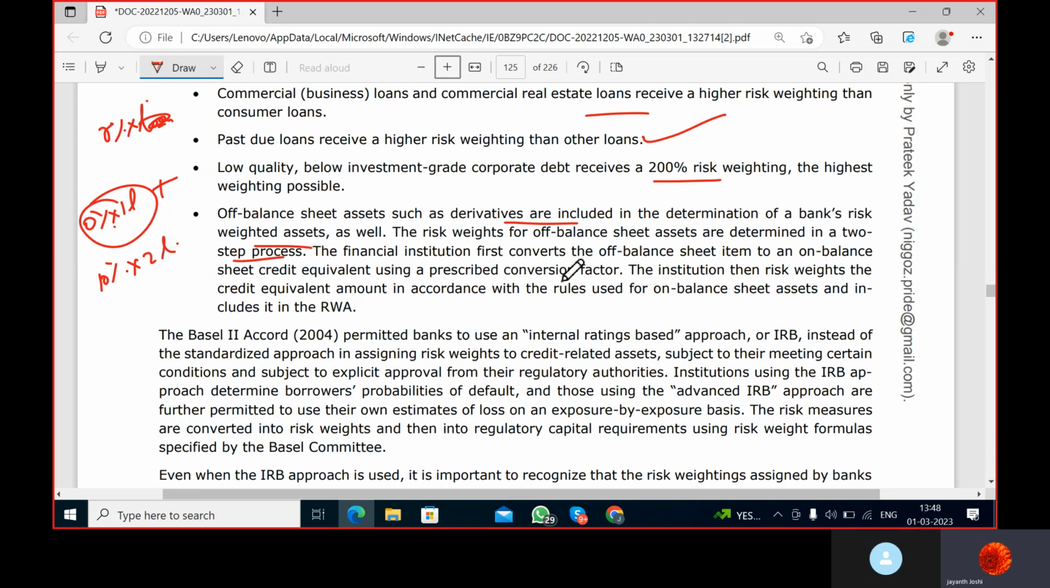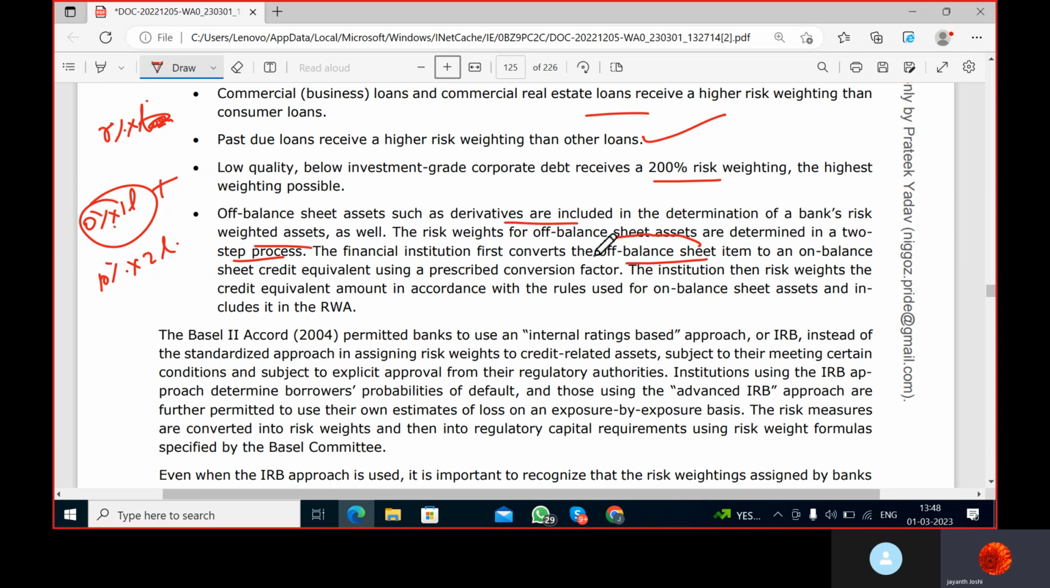The financial institution first converts the off balance sheet item. See, off balance sheet is something which you don't show in the balance sheet, but still it's an asset for you, correct? Like if you take some property on lease, and the lease is not a capital or finance lease, it's a short term lease. There are two types of lease, capital lease and short term lease, correct? Speaking about short term lease, you don't show it in the balance sheet. So all those things you are taking.